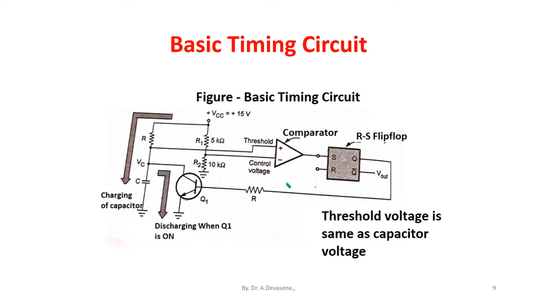Now, if a voltage is applied to the reset R input of the flip-flop, this drives the transistor Q1 into the cutoff region. Due to this, the capacitor is now free to charge and starts charging through resistance R. Thus, the threshold voltage starts increasing. When it becomes just greater than plus 10 volts, which is the control voltage, the comparator output goes high. This high signal drives the set input of the RS flip-flop. This changes the state of Q back to high. This drives the transistor Q1 into saturation, which quickly discharges the capacitor.